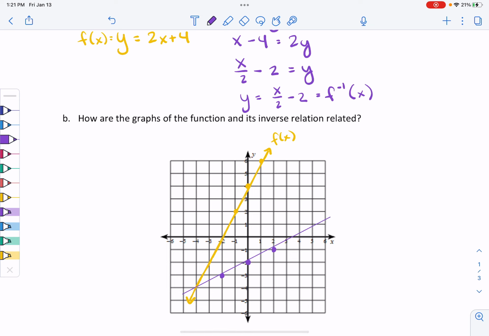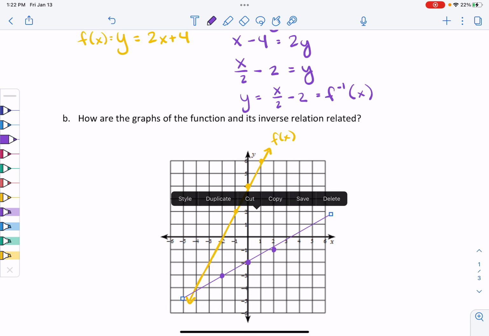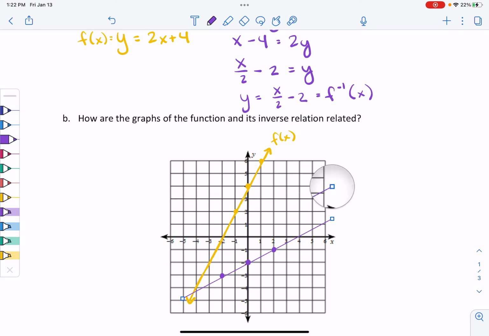Oh, that wasn't very good. Let's see if we can move that. Yeah, we'll call that good enough. And I'll try to make that a little bit thicker. Okay, so we've got f inverse of x.